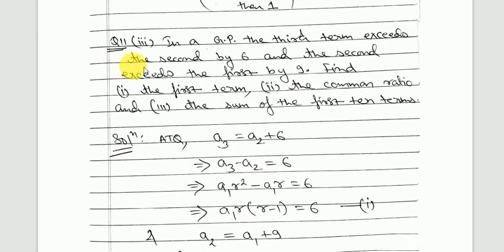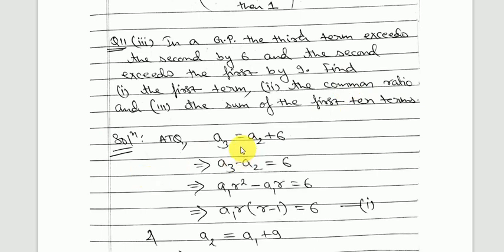Now question number 11.3. In a GP, the third term exceeds the second by 6. So the third term exceeds the second by 6. So suppose the second is 3, then the third term will be 9. And the second term exceeds the first by 9. Find number 1 the first term, number 2 the common ratio, number 3 the sum of the first 10 terms.